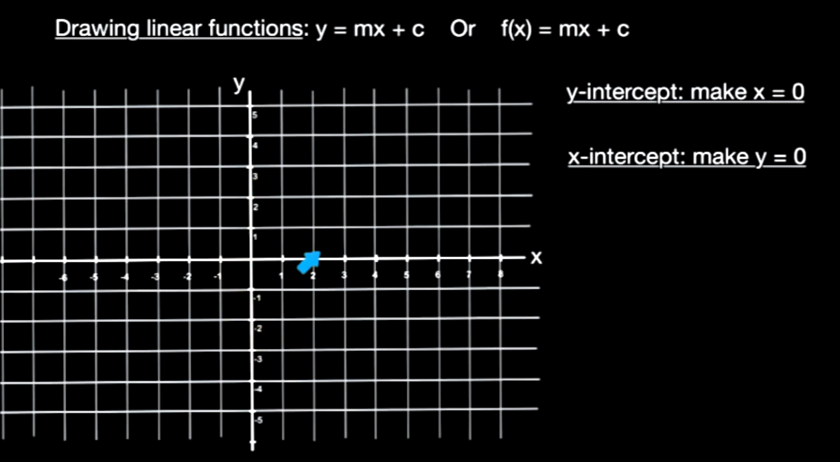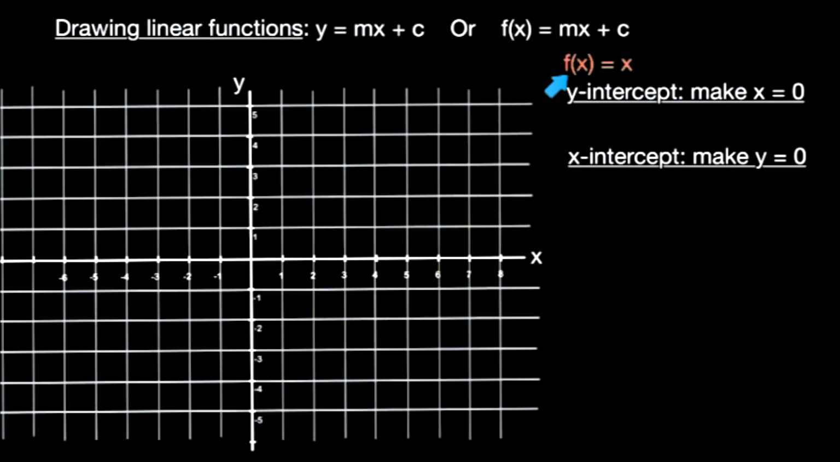Similarly, if we want the x-intercept, it's a point on the x-axis, and on the x-axis we didn't have to move up or down from the origin, so our y-coordinate is a 0. So again, we know immediately one of the coordinates. Now let's look at an example.